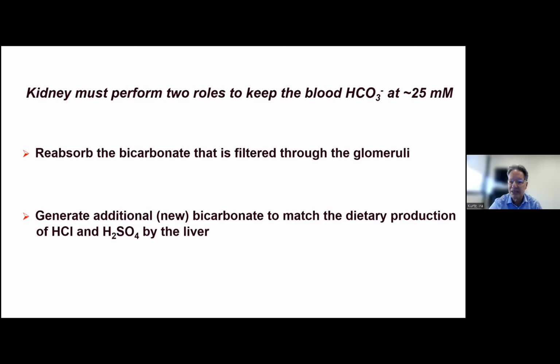And what the kidney does is it generates additional, or what we call new bicarbonate, above the bicarbonate that it reclaimed through the glomerular filtrate. So if either of these processes is defective, you'll end up with a metabolic acidosis.